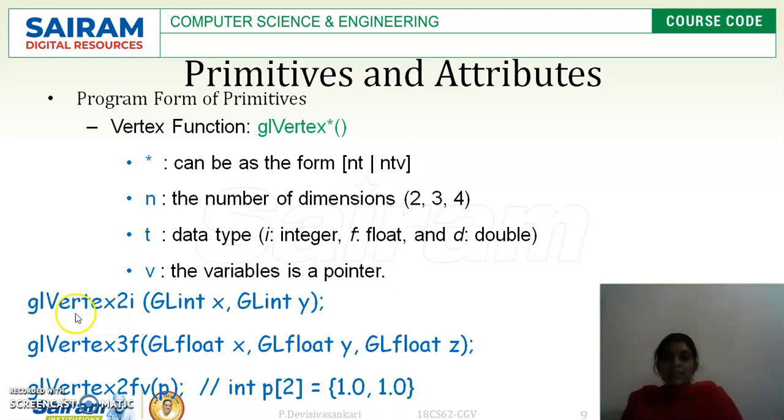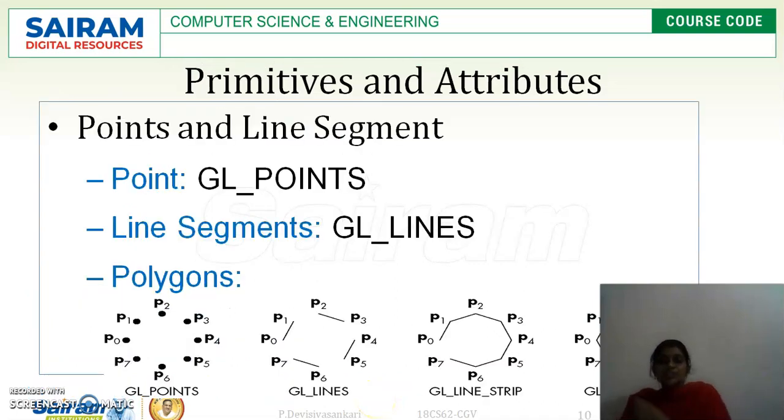Here they have given the example, glVertex2i. So two dimensional integer, GLint x, GLint y. If it is 3f, it means 3 different coordinates with floating point. And next, glVertex2fv. So v is nothing but a variable, a pointer p, which is already initialized inside the program as p[2] with 1.0 and 1.0. These are the values, right? So these are the different ways of calling our vertex functions.